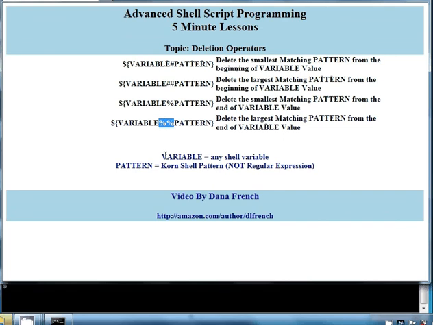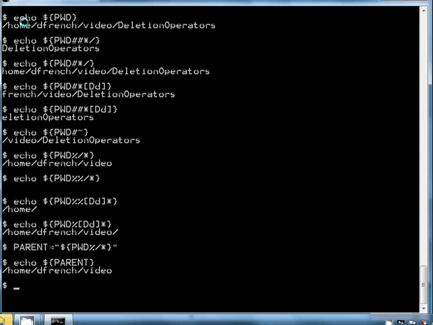These can match any shell variable or any environment variable, and the patterns that they match are Korn shell patterns, not regular expressions. All right, so let's see a couple of examples of this.